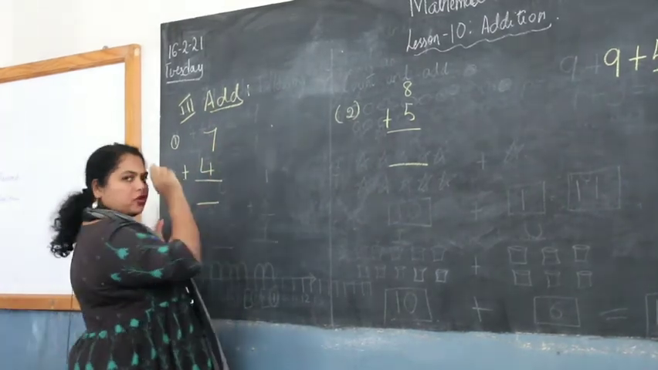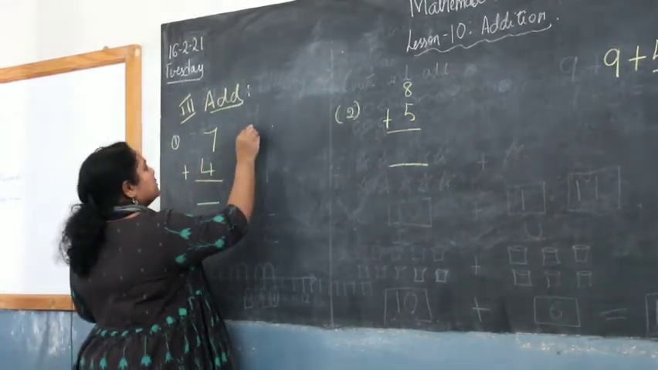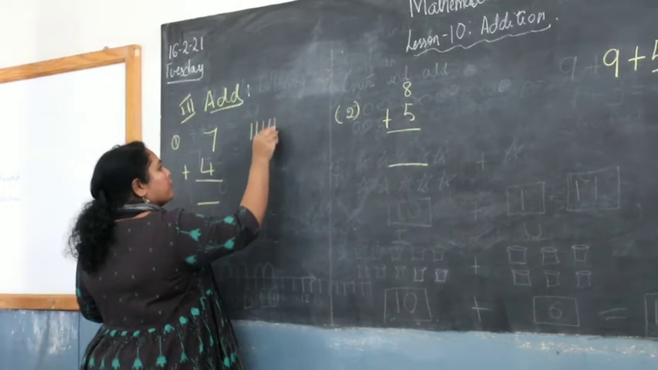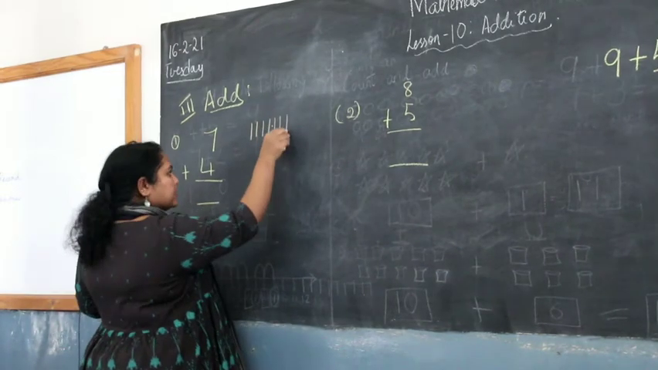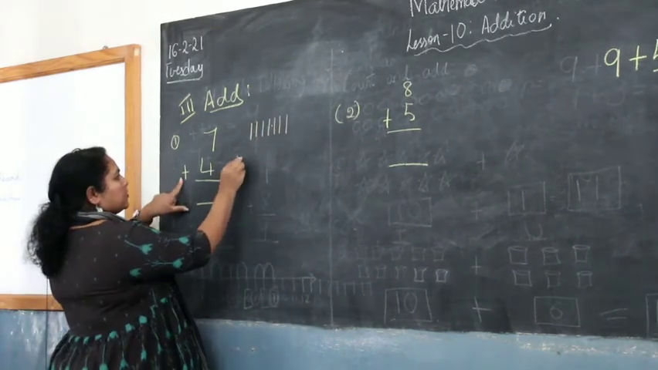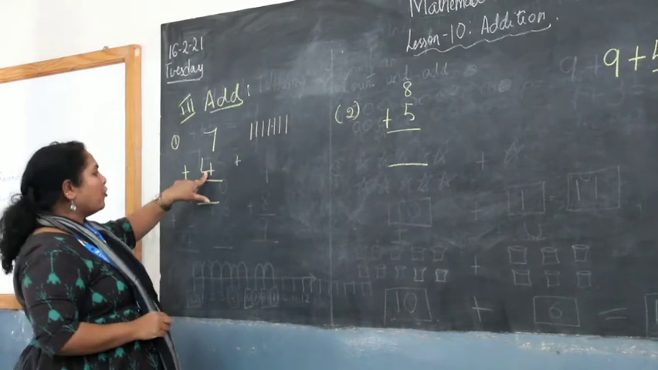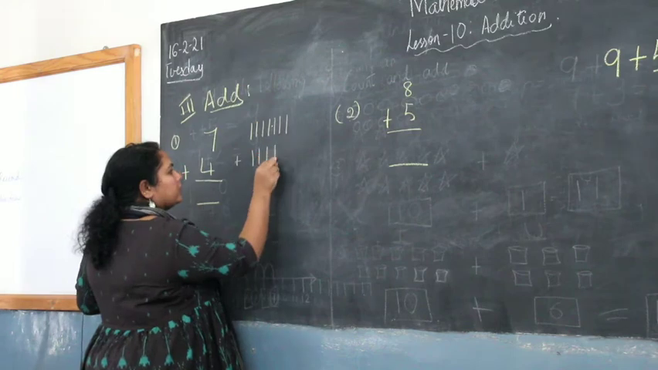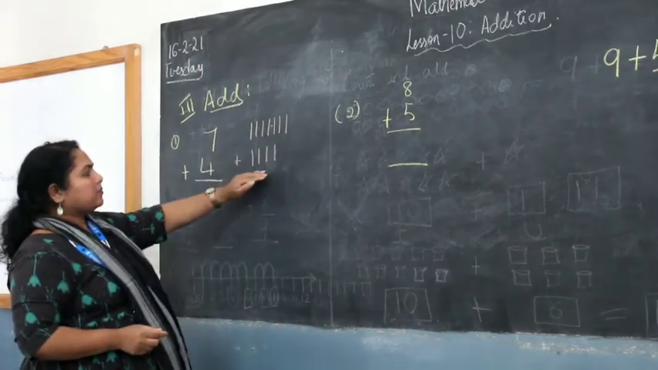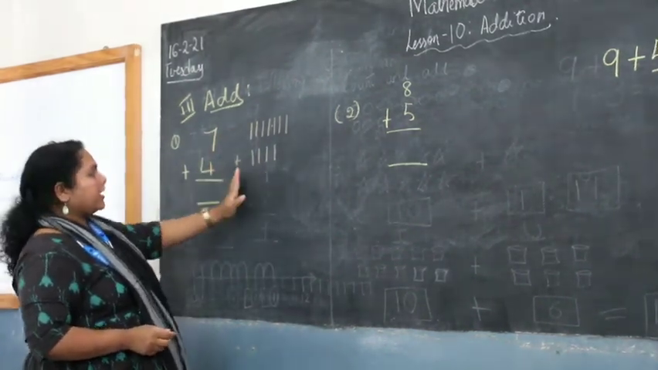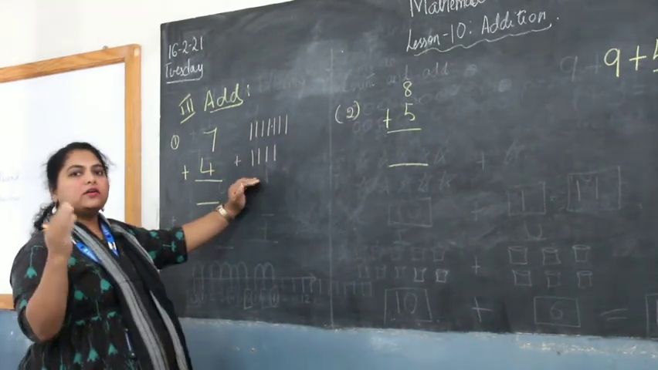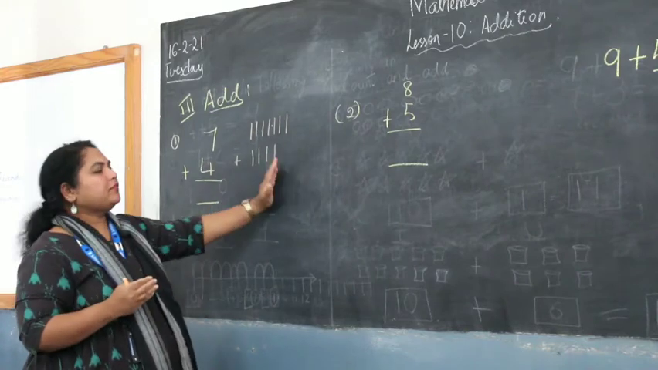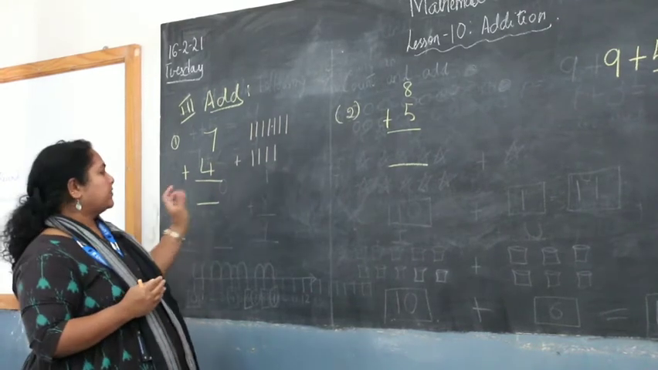7. So we'll draw 7 sticks for 7. 1, 2, 3, 4, 5, 6, 7 plus, what is this number? 4. So we'll draw 4 sticks. 1, 2, 3, 4. So we have 7 plus 4. How do we add? First we will group the numbers into tens. First we'll remove the 10, then we'll take the units and then we will get the answer.